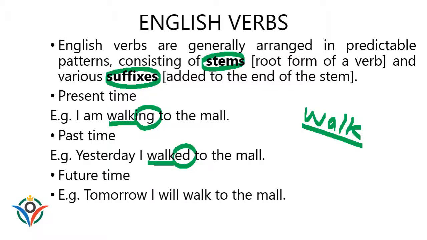And then in the future time, I could say tomorrow I will walk to the mall. So there we have our stem walk. And even though there is no suffix added to the end of it, we use the helping word will, which shows us that the action happens in the future time. So generally, English verbs have predictable patterns.